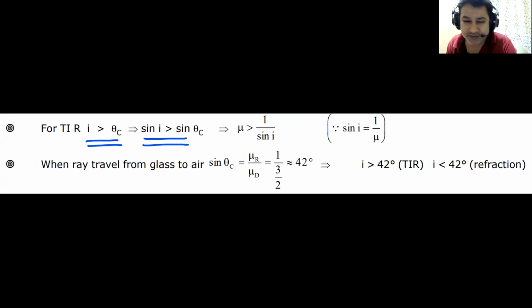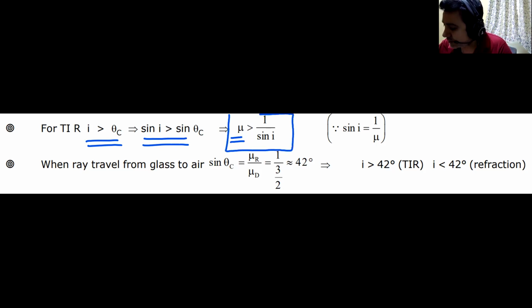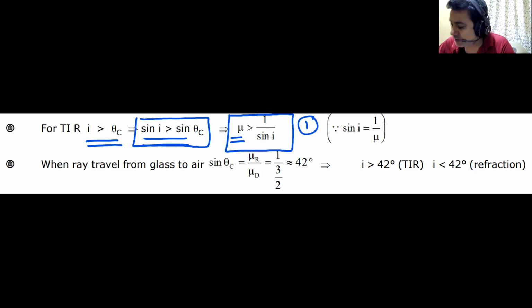Now, sine of theta c is equal to 1 by mu. So 1 by mu should be less than sine of i. So basically, this is the relation for total internal reflection to happen: this is the first way of writing it, sine of i should be greater than sine of critical, or 1 by sine i should be less than the value of mu.